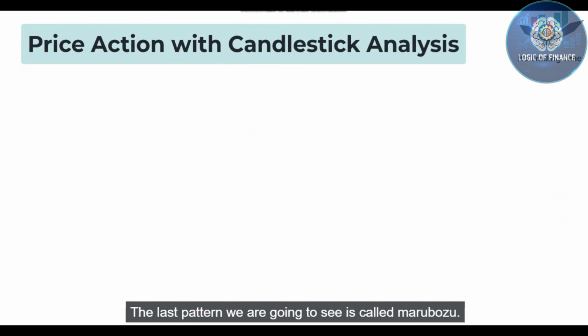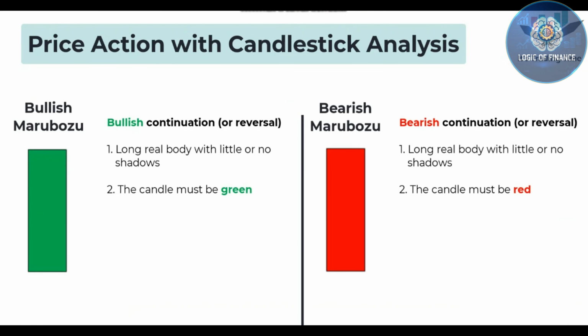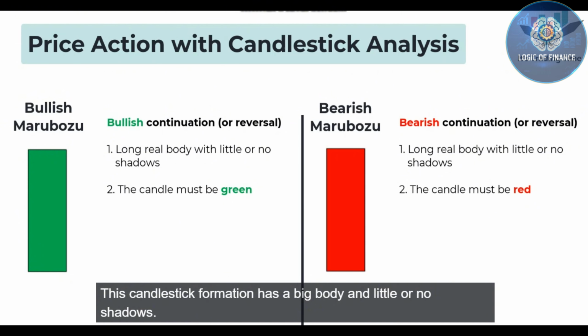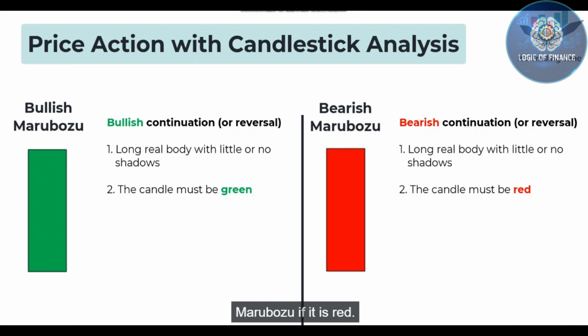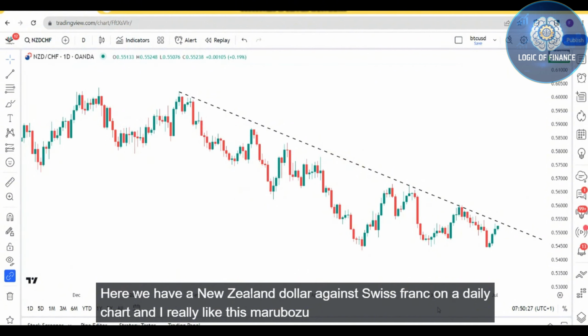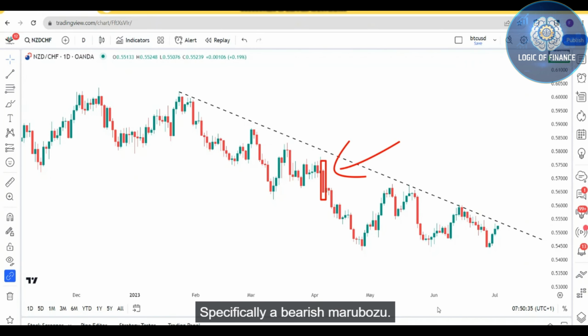The last pattern we're going to see is called Marubozu. This candlestick formation has a big body and little or no shadows. It represents large movements in price either up or down, so it can be green or red. We call it bullish Marubozu if it is green or bearish Marubozu if it is red. Here we have New Zealand dollar against Swiss franc on a daily chart, and I really like this Marubozu that we have right here, specifically a bearish Marubozu.